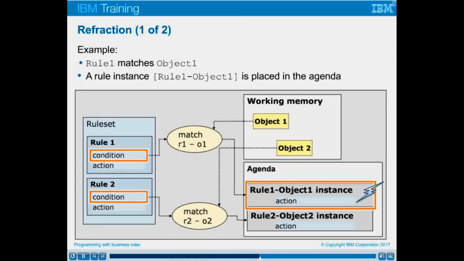Now what if firing the rule 2 object 2 rule instance modifies object 1 so that now object 1 also matches rule 2? Well, a new rule instance called rule 2 object 1 will be placed in the agenda. But since this new rule instance becomes the most recent match, then this rule instance, rule 2 object 1, is fired before rule 3 object 2, even though rule 3 object 2 was already in the agenda.